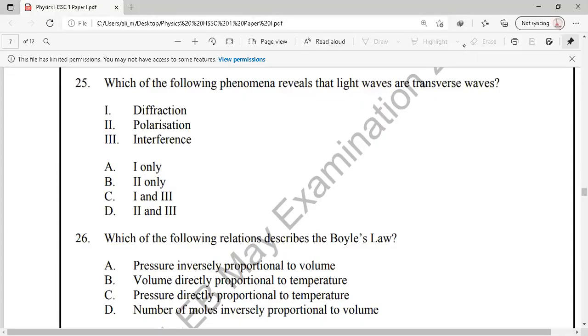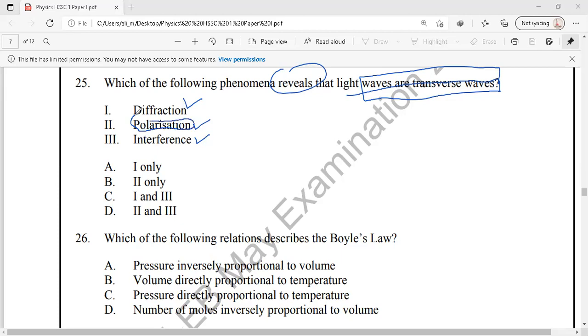Let's see question number 25. Which of the following phenomena reveals that light is a transverse wave? The phenomenon that is only possessed by the transverse wave is this one: polarization. The process of diffraction and the process of interference are possessed by all types of waves.